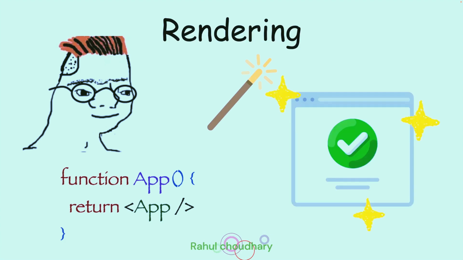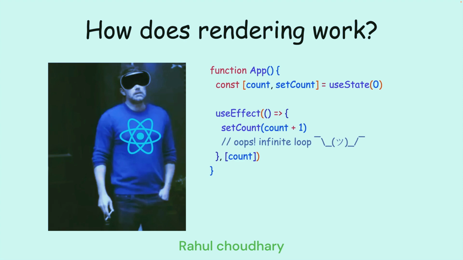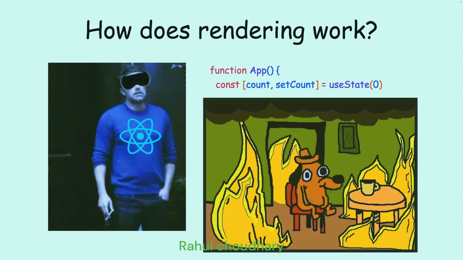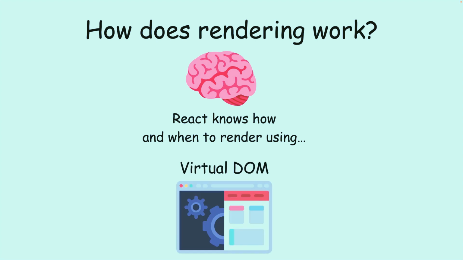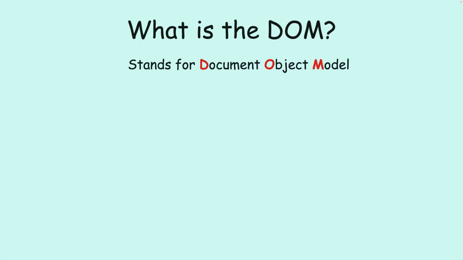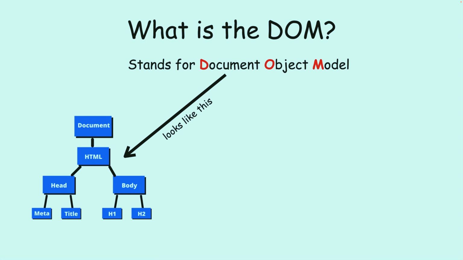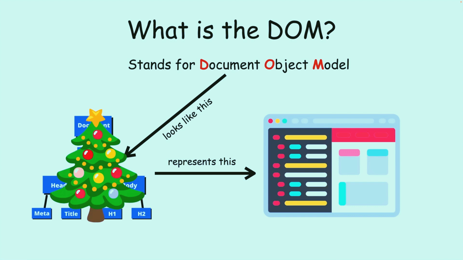But how does React take all my amazing code and make it display something in the browser? That process is called rendering. React does this for us, but it's important to know how it works because sometimes we can do a bad thing and cause it to infinitely re-render, which crashes our app. The way React knows how and when to render our application is using something called the virtual DOM, also known as the VDOM. Okay, but what does DOM mean? DOM stands for Document Object Model, which is what every browser uses to model all the HTML elements on a web page. And when you draw it out, it kind of looks like a tree.